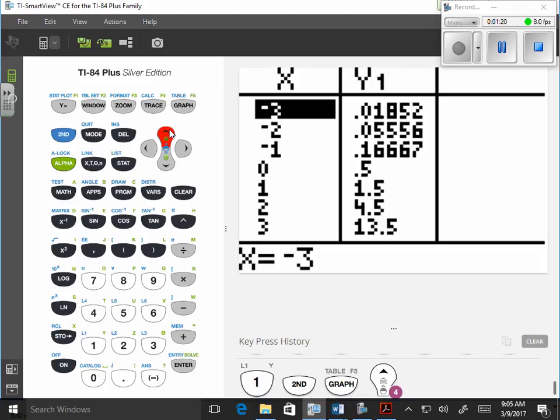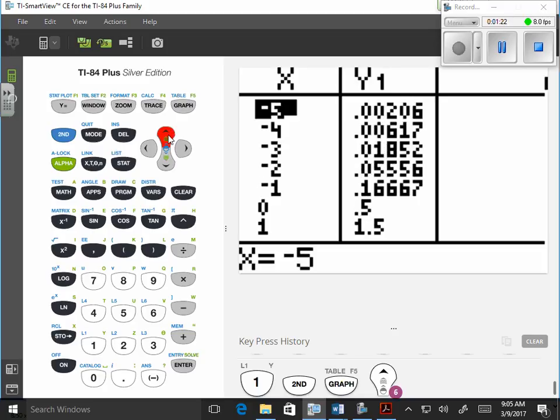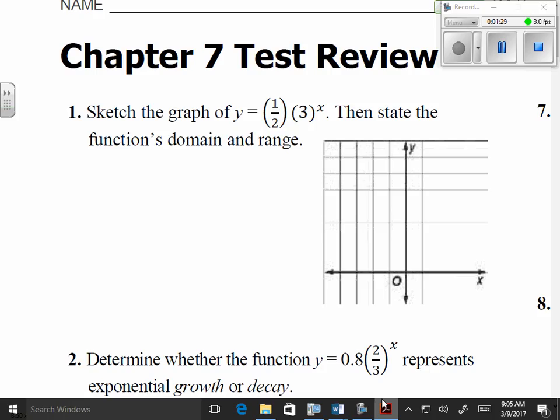And then you see what's happening as we go toward the negatives. It's getting closer and closer to 0, but never crossing. So it looks something like this. 1.5, right, was up here. So it looks something like that.